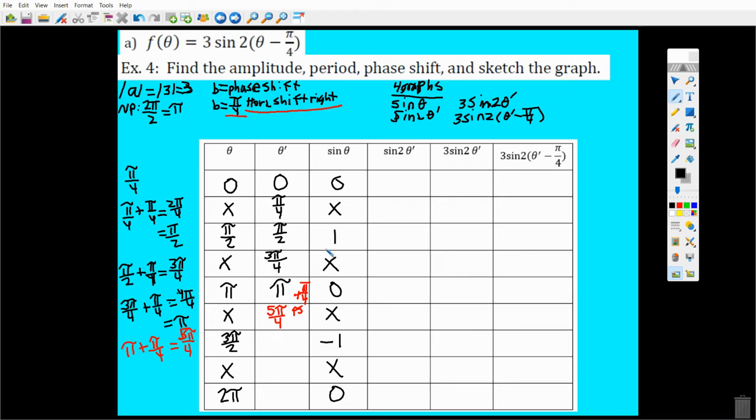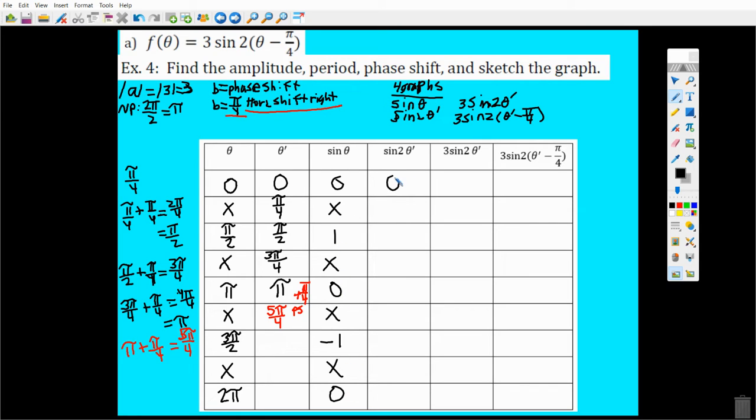Okay. From there, now for sine of 2 theta, I'm going to be using the theta prime. So I'm going to be using these numbers here. Because sine of 2 theta acts like sine theta, only that it is squeezed between 0 and 5 pi over 4, the values at 0, pi over 4, pi over 2, 3 pi over 4, and pi react as the same numbers as sine of 0, sine of pi over 2, sine of pi, sine of 3 pi over 2, and sine of 2 pi, which happens to be 0, 1, 0, -1, and 0.